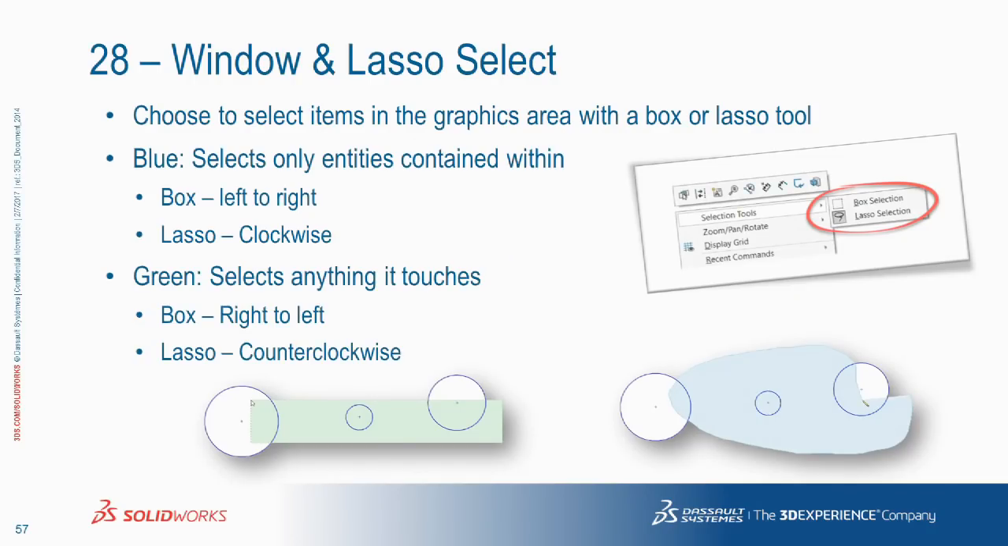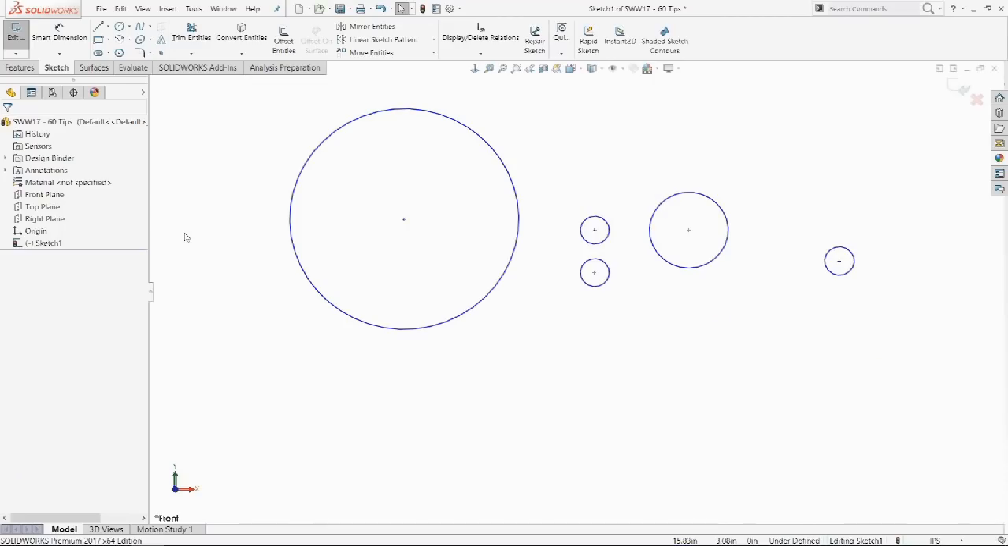Window and lasso select. How many people knew that this was added to SOLIDWORKS recently? It was about 2015, I think. You can either be using the traditional box select or the new lasso select, similar to people who maybe use Photoshop or Illustrator. It's been in there for a long time. But the tip here is, did you know that going from left to right or right to left, whether the box is green or blue, changes the selection behavior?